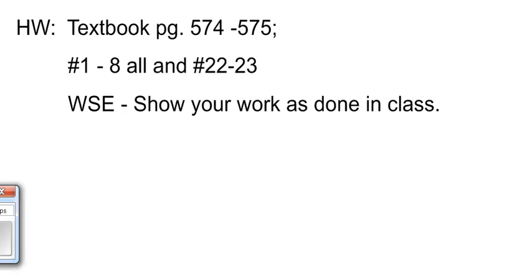So at this point you should have already written down your homework because the homework is posted on the homework board in our class. The homework is textbook pages 574 through 575, numbers 1 through 8 all, and numbers 22 and 23. And for numbers 22 and 23, you're going to show your work as done in class using WSE.